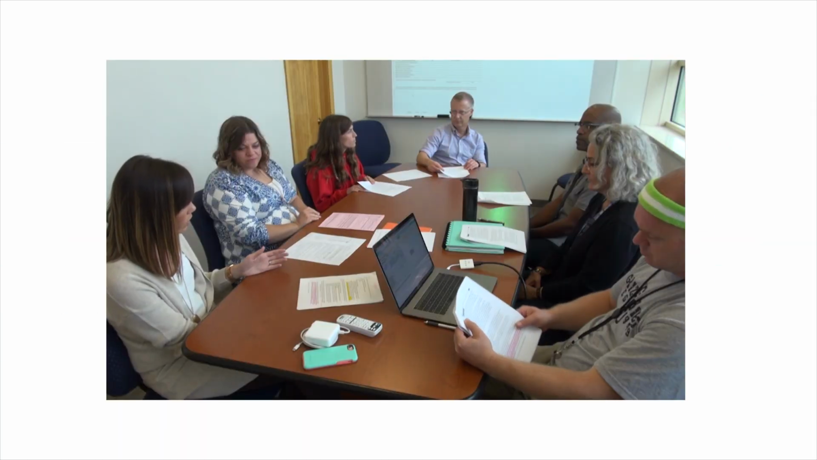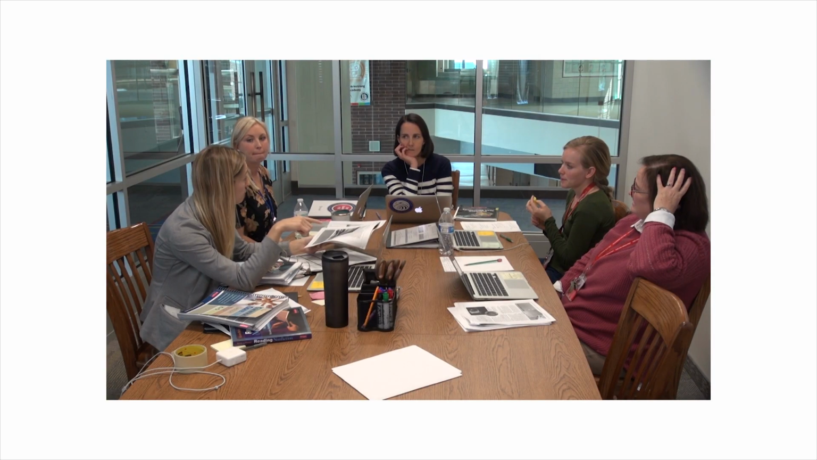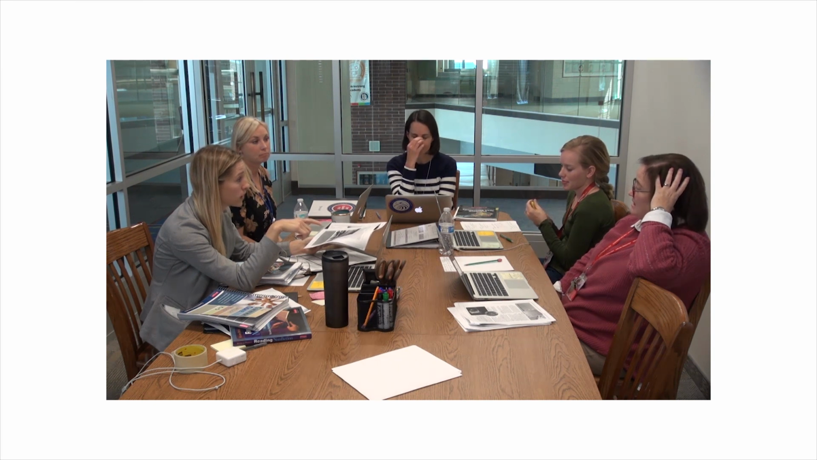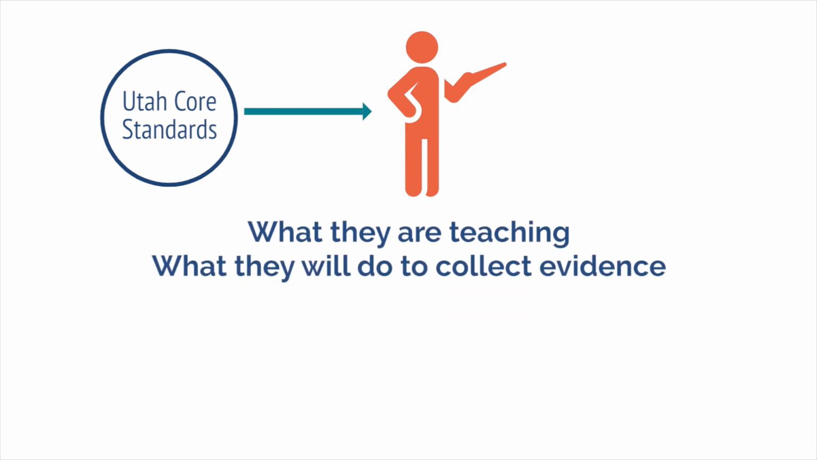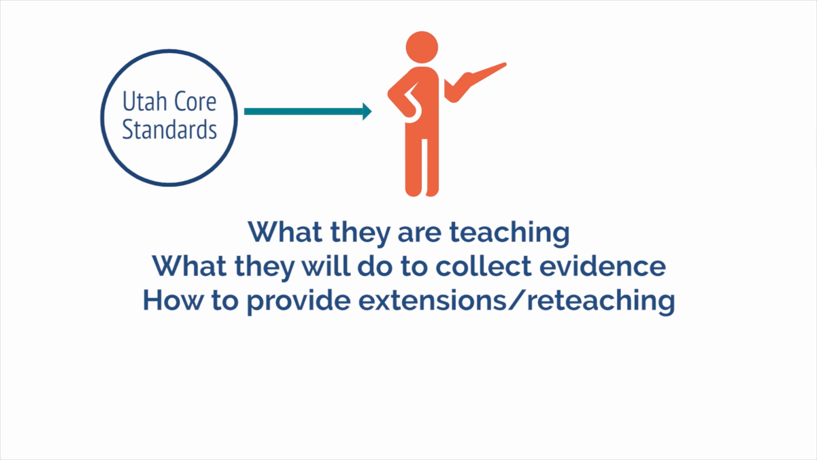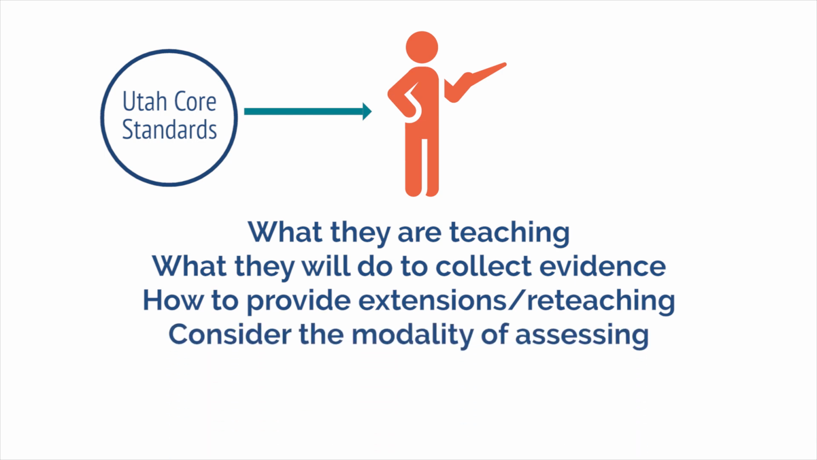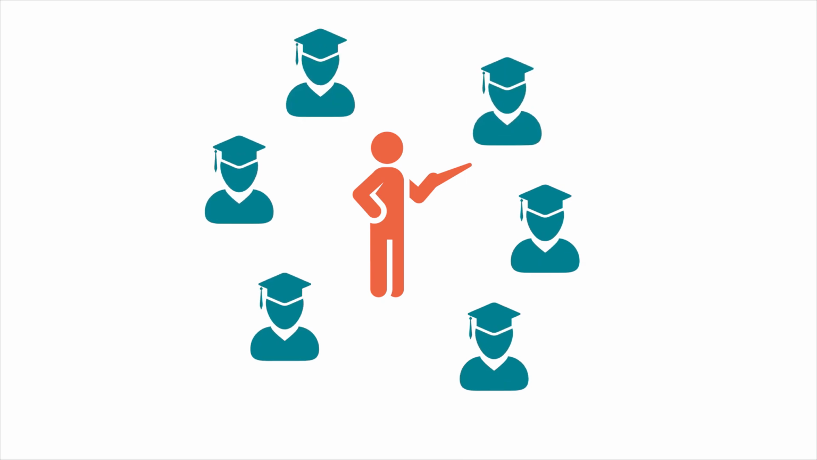The proficiency-based learning reporting system fits with the Granite Way model of PLCs for designing instructional materials that help students meet the expectations of the Utah core standards. Teachers determine what they are teaching, what they will do to collect evidence of student learning, how to provide extensions or opportunities for reteaching students who need it, and consider the modality of assessing that makes sense for the standard and for their students. In reviewing results of assessments, teachers can determine areas for reteaching for an entire class, or if individual students need extensions or more practice.